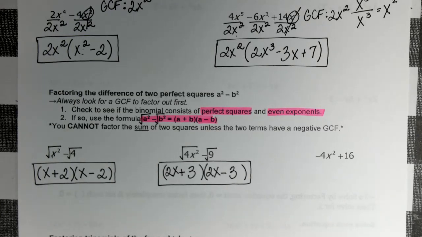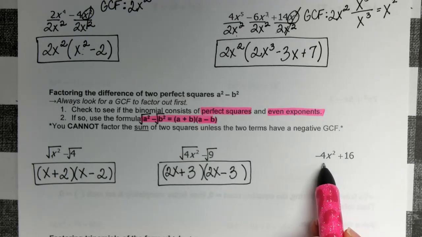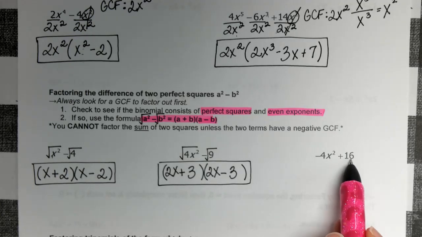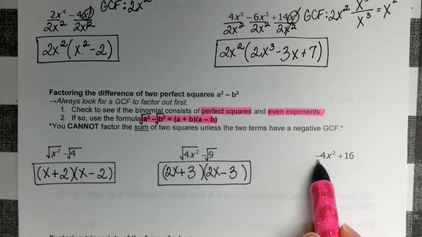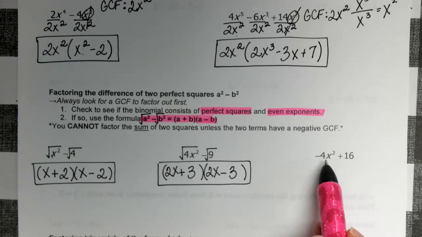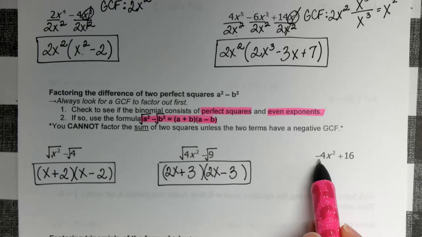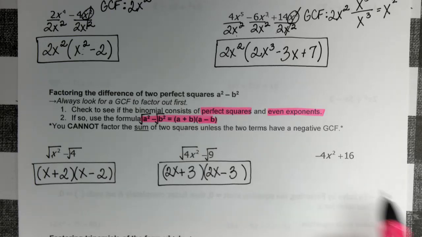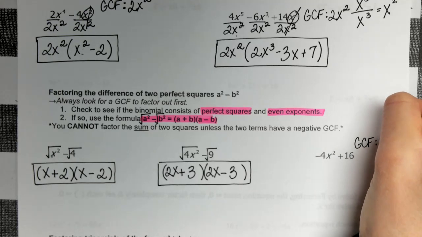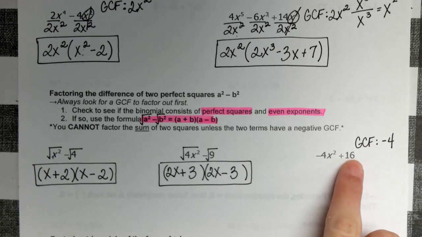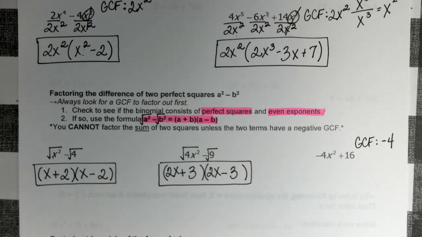Okay? So then, this next one, I have a negative 4x squared plus 16. I can't do the sum, but I can check for a GCF. Anytime you have a leading negative, you need to take out that negative as a GCF. Okay? So I know I can take that out, but between 4 and 16, what could I also take out? 4. So my GCF would be negative 4. I can't take out an x because it's not in both terms.